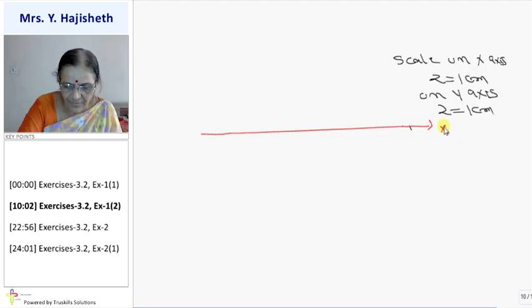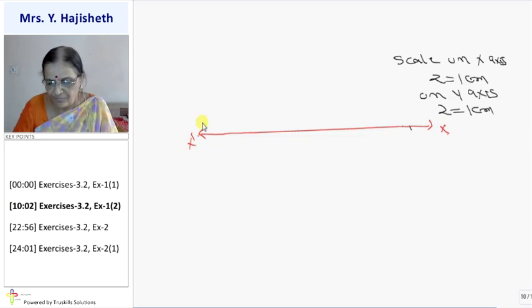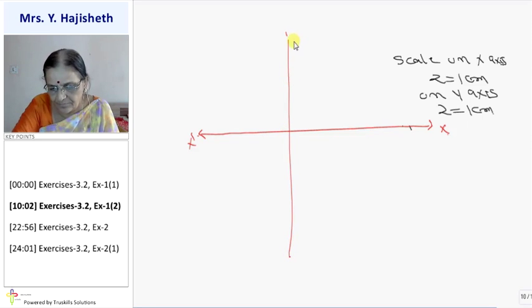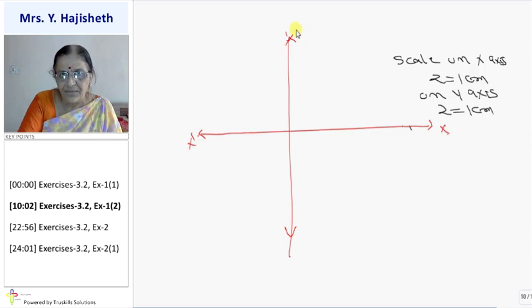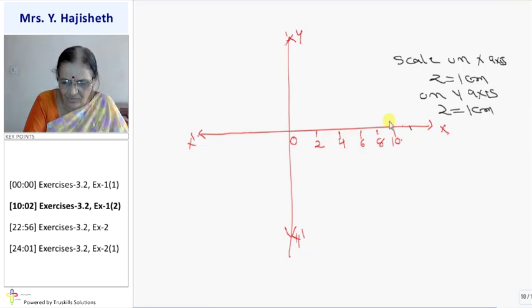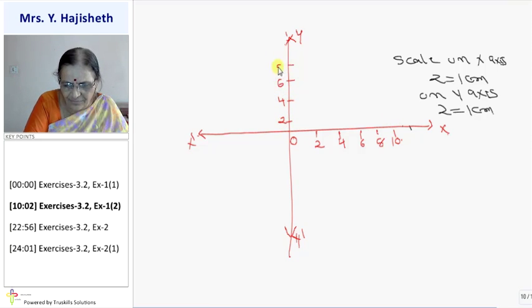X-axis. Then I draw y-axis. This is y dash. This is x dash. I take here 0, then 2, then 4, then 6, then 8, and then 10. Clear? Here also I take 2, 4, 6, 8, and 10. Clear?